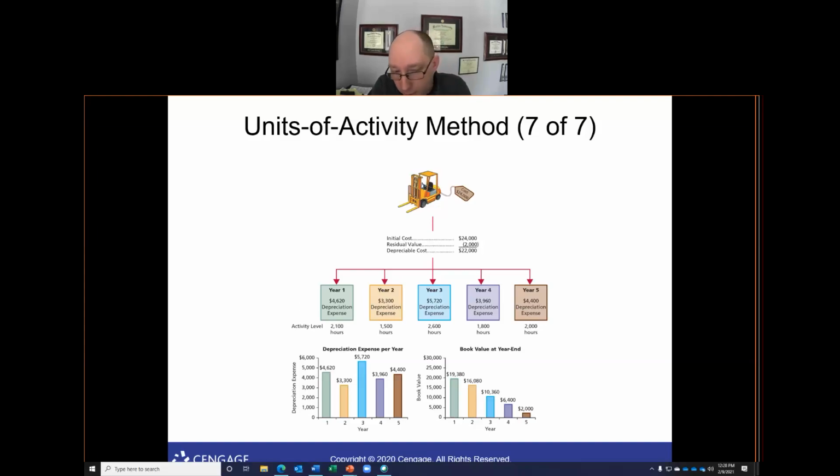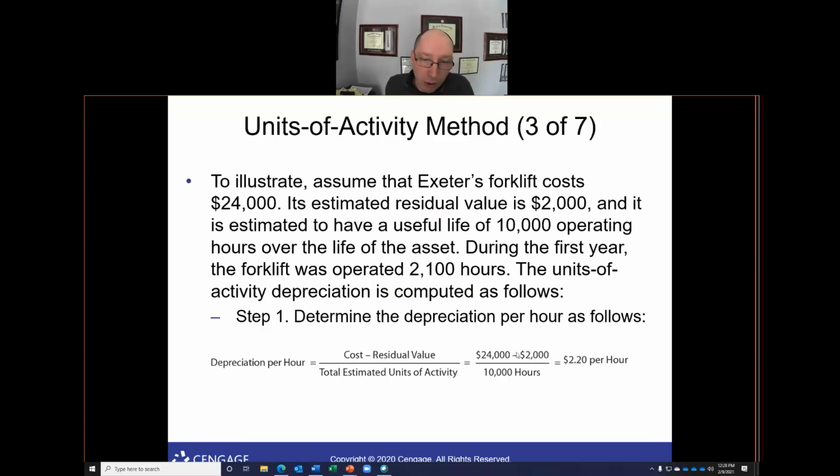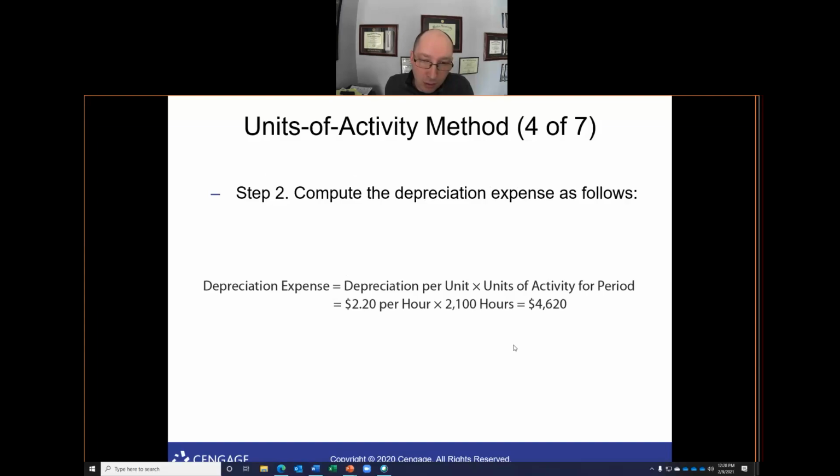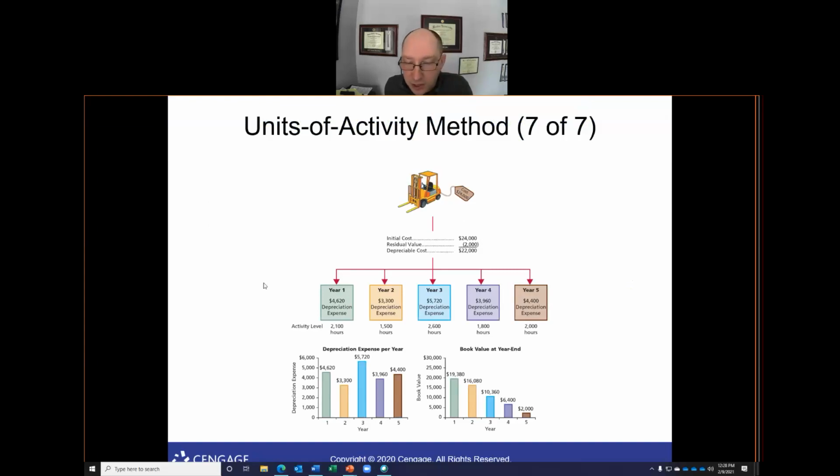So, here's how it looks. Remember, we got the initial cost, $24,000, minus residual value, $2,000. That's $22,000 depreciable cost. We took our $22,000 divided by the number of hours of its useful life, 10,000 hours. So 22,000 divided by 10,000 hours got us to $2.20 per hour.